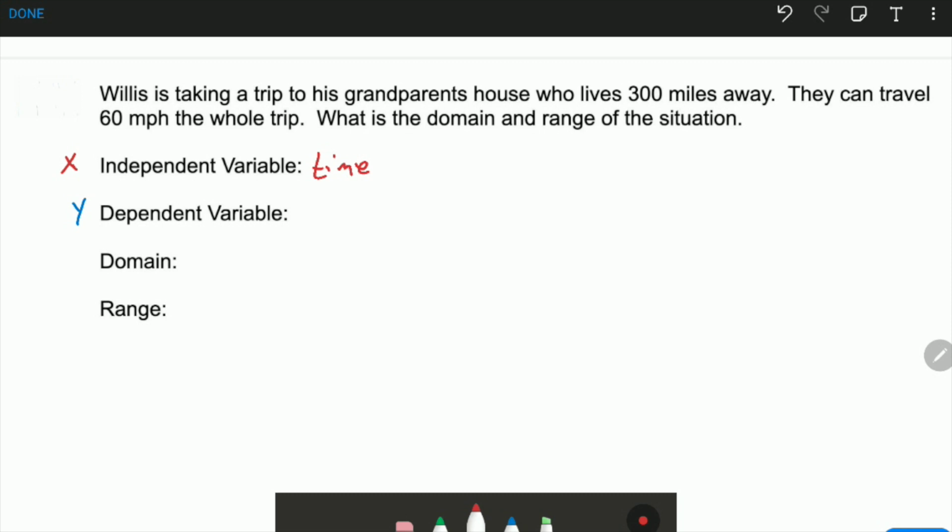The dependent variable is basically what we're trying to look for and is determined by the independent one. So since we're traveling a total of 300 miles, that distance is going to be our dependent variable because it depends on how long we have been traveling to determine how far we have gone. So that's distance traveled.